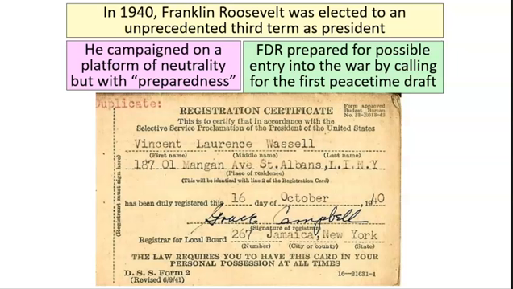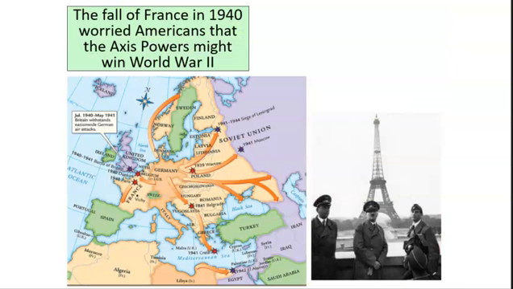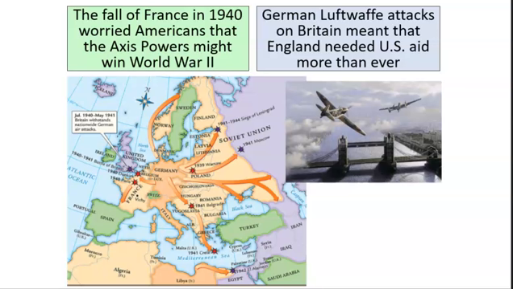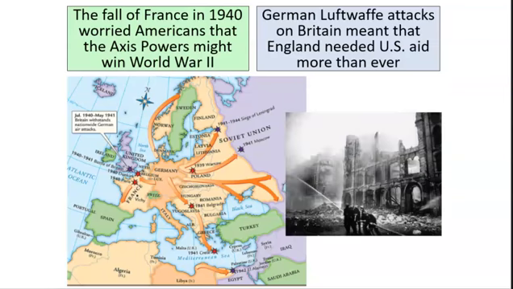But war comes, and war not only comes first to Poland, but then it comes to France. France is invaded in 1940 and falls very, very quickly. Great Britain is barely able to get all of their troops out at Dunkirk. There's a great movie about that. You should check that out sometime. And the German Luftwaffe, which is their air force, starts to mercilessly pound England in what's called the Battle of Britain. And England and its allies need American aid more than ever.